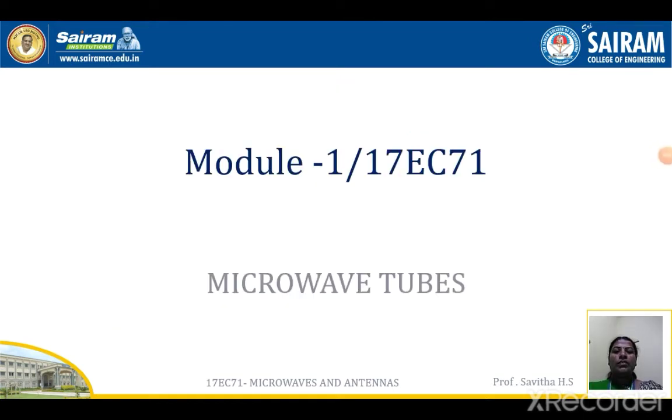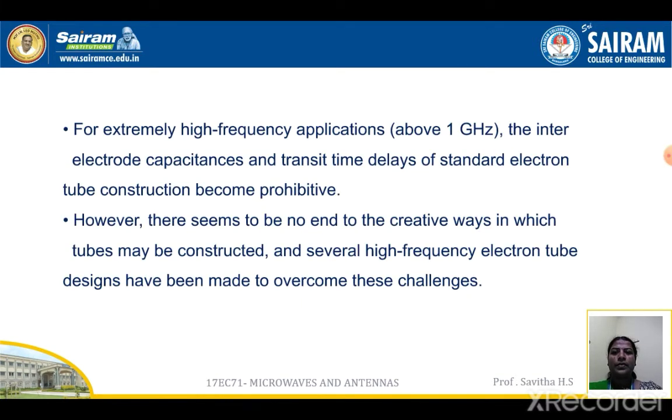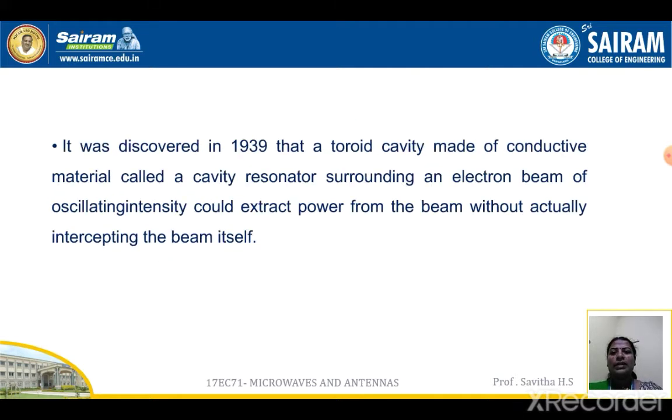Now we will continue with Module 1. In that, one more part is microwave tubes. For extremely high frequency applications, that is above 1 GHz, the inter-electrode capacitance and transit time delays of standard electron tube construction become prohibitive. However, there is no limit to the creative ways in which tubes may be constructed, and several high frequency electron tube designs have been made to overcome these challenges.